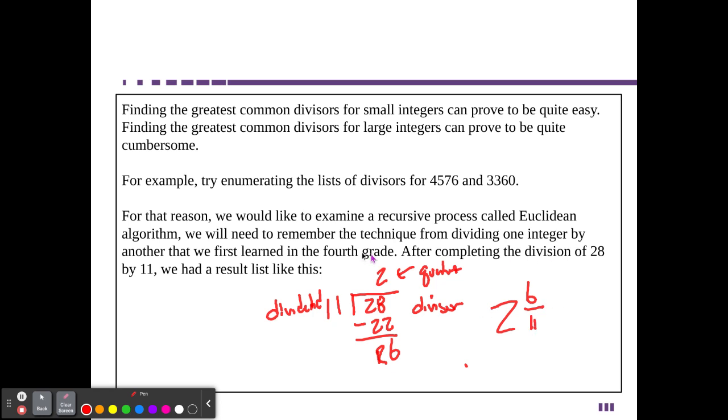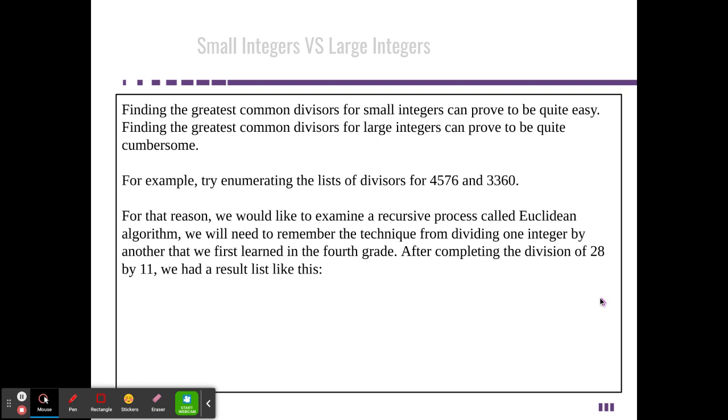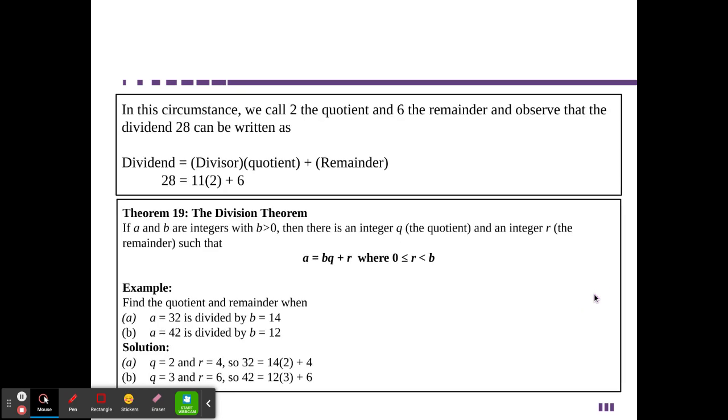But we're going to see how to write that in this recursive process that we call the Euclidean algorithm. In this circumstance, we call 2 the quotient and 6 the remainder. Observe that the dividend 28 will be written as below. In this case, the dividend 28 is equal to 11 times 2, that's how many times it went in, plus 6.